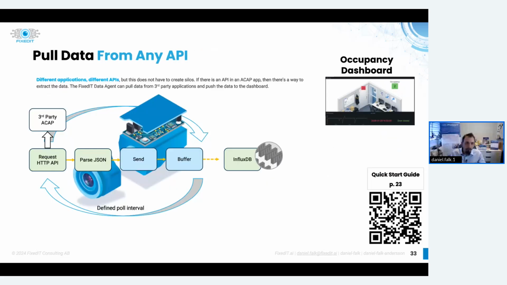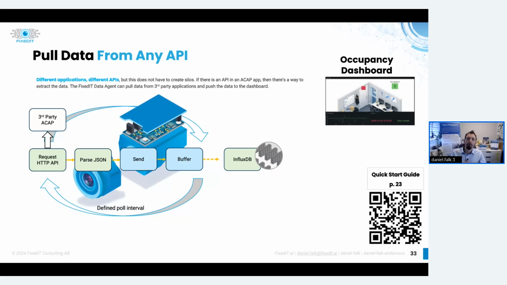And another thing that you can do with the data agent is that you can pull data from any API. So on the previous slide, I showed that the data agent is pushing data to your server, which makes it a lot easier with network configuration since you don't need inbound access to the camera. But some applications are not offering this ability to push the data that you want, but they do offer a fetch-based API to get that information, like an export API, for example.